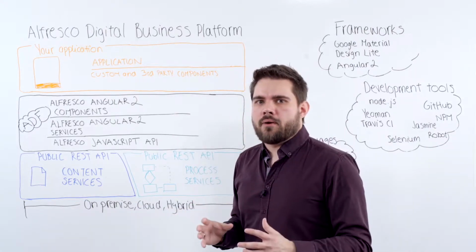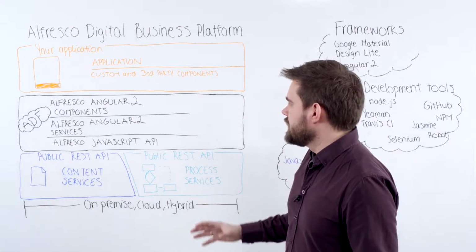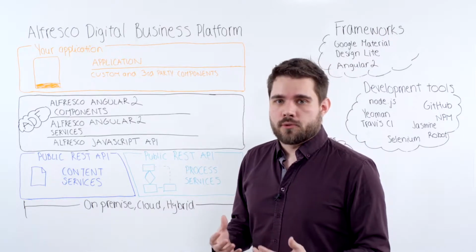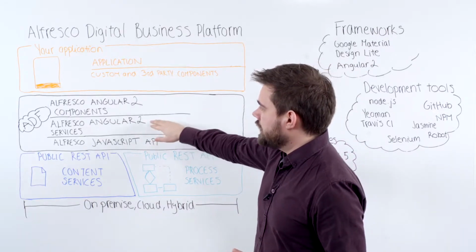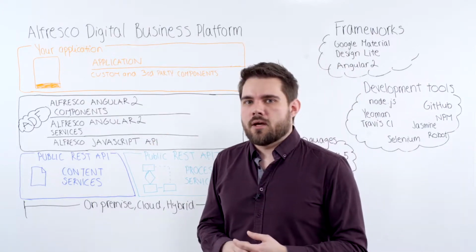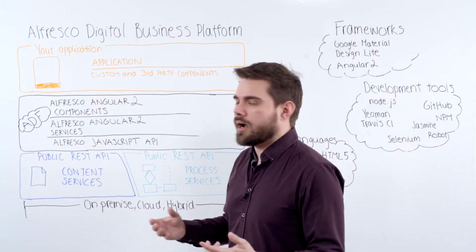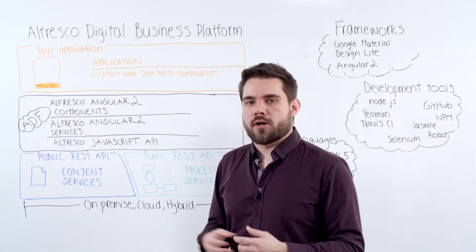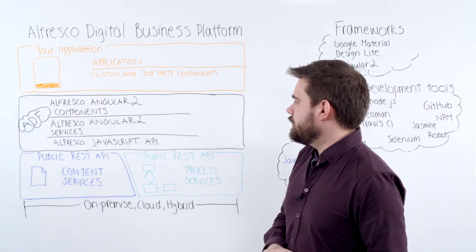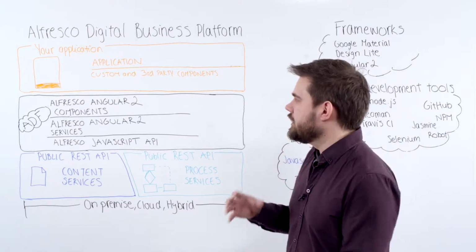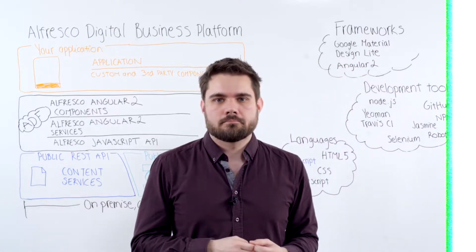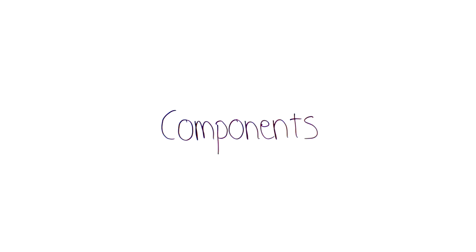The most important thing about ADF is that it's all about choice. If you don't like Google Material Design and you want to use Twitter Bootstrap, you can go in and use the Angular 2 services and provide your own view. If you're creating a console application in Node.js, or if you're integrating into a third-party web application, or you have a legacy project with jQuery or an older technology, you can use the Alfresco JavaScript API and you can really be successful. So that choice and flexibility really gives you the value as a developer.